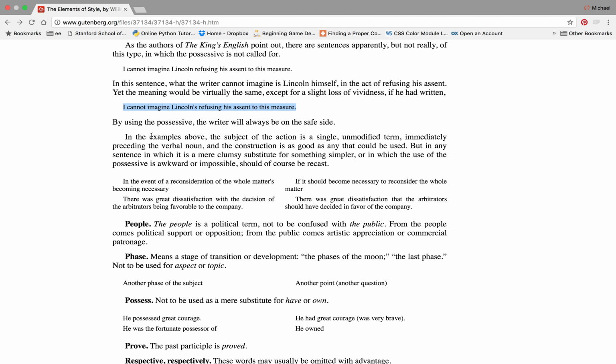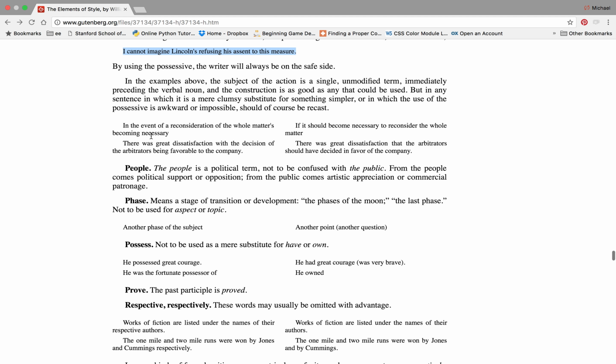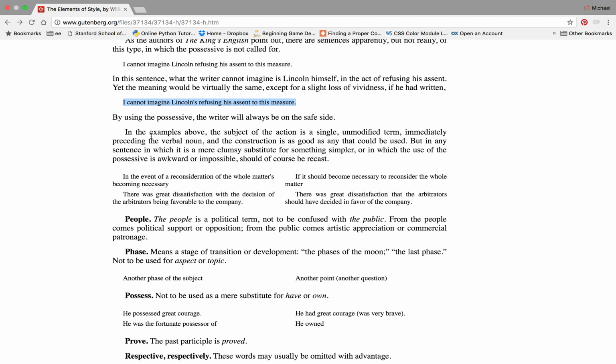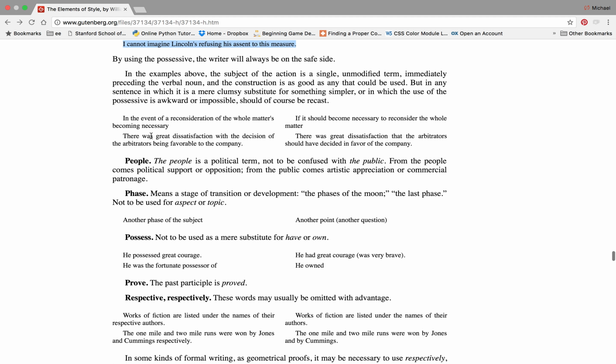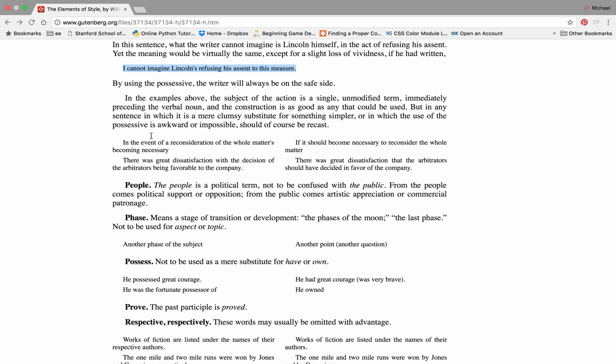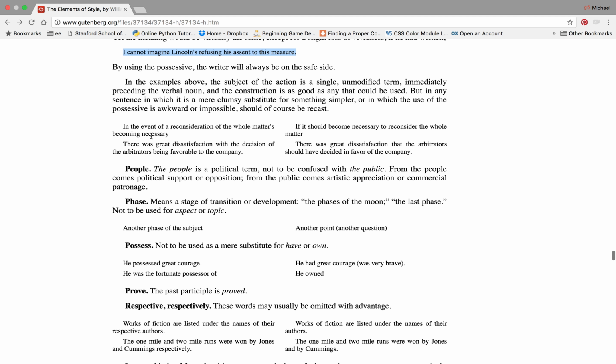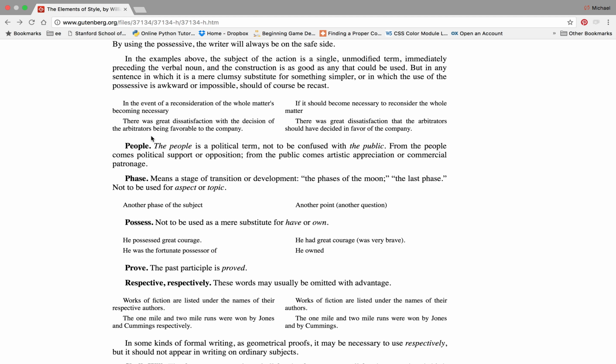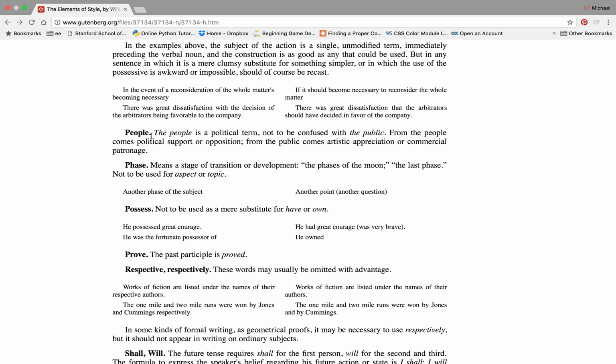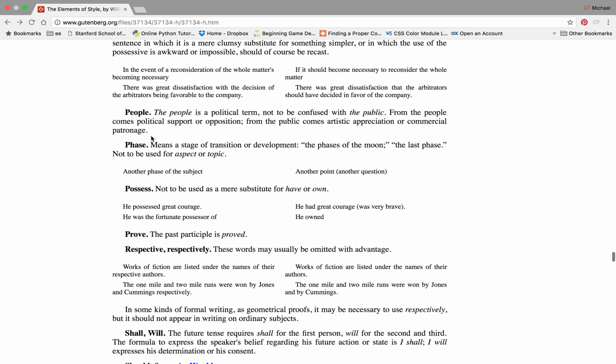What you can remember is a plus, and what you can't, just keep plugging away and use Word's spell check or Grammarly when you need help, or your friend in the next cubicle or the next desk. So, by using the possessive, the writer will always be on the safe side. In the examples above, the subject of the action is a single unmodified term immediately preceding the verbal noun. Should be, of course, recast.